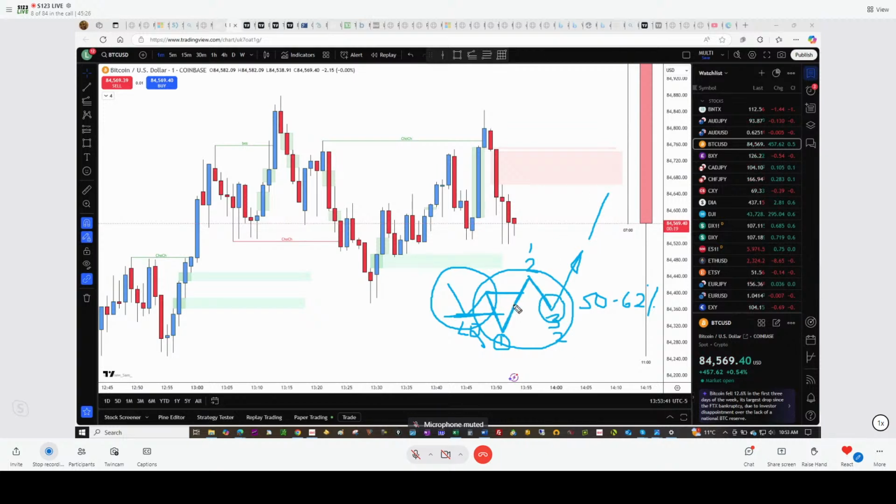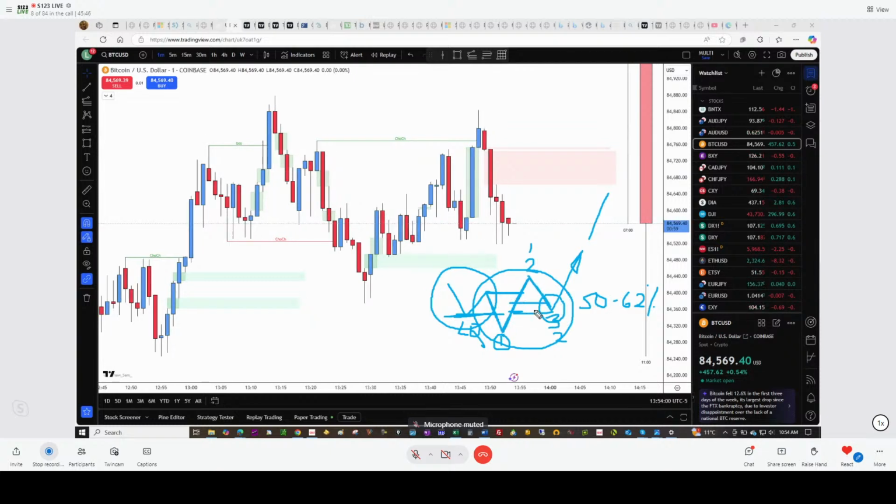Now, ICT has introduced fair value gaps and order blocks, and you can incorporate those to help you. If we come back into a fair value gap, that's great. Whether or not there's a fair value gap is of no consequence. It was of no consequence to me because I didn't know about fair value gaps. So it was always a 50 to 62% retracement.